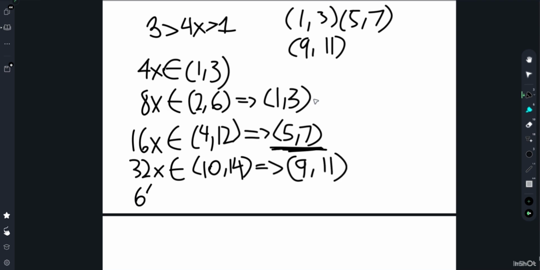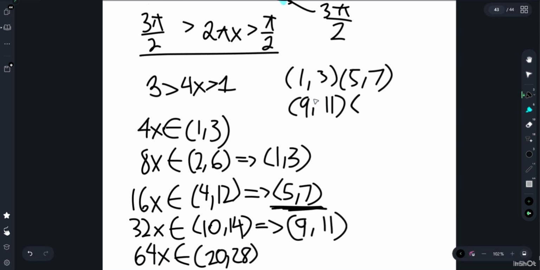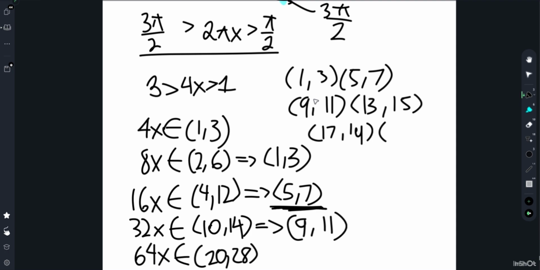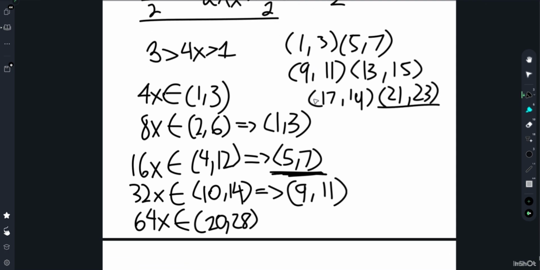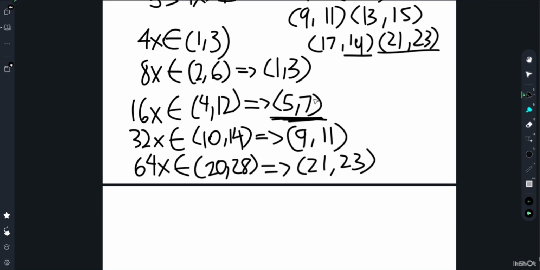And then 64x is 20, 28. And so let's list out our possible periods. And we see that 20 has to go to 21 because it's greater than 19. So this goes to the period 21, 23. And so the smallest possible value of 64x here is 21. So if 64x is equal to 21, then x is equal to 21 over 64.